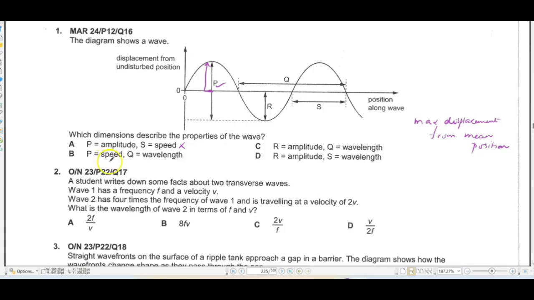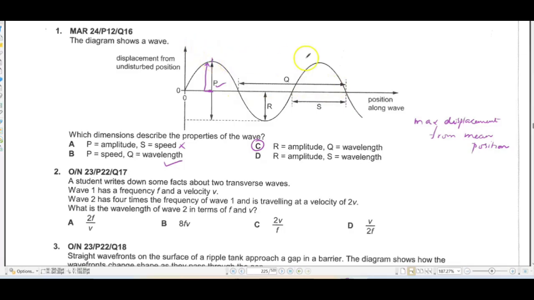P is the speed and Q is the wavelength. Q seems to be the wavelength and P is not the speed. Speed can't be represented by that. C, R being the amplitude and Q being the wavelength. Yes, this is the correct option. R is the amplitude and Q is the wavelength.